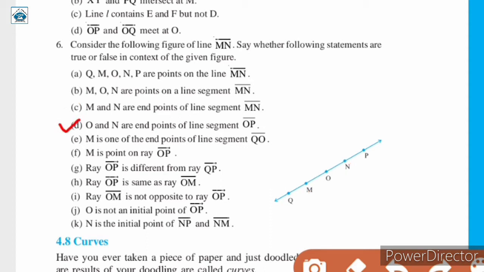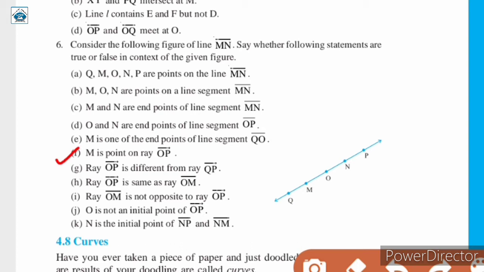Next, O and N are the endpoints of line segment OP. Now this statement is false because here we have line segment OP and the endpoints of OP are O and P. Therefore this statement is false. Next, M is one of the endpoints of the line segment QO. Here we have line segment QO. Its endpoints are Q and O. Therefore, this statement is false because M is not one of the endpoints. So, this statement is false.